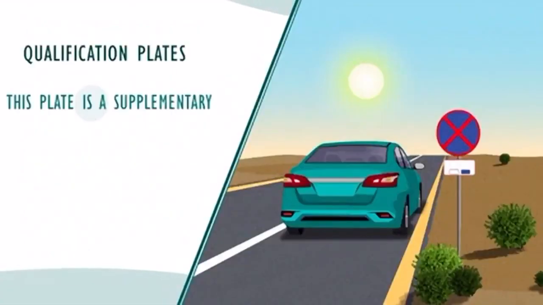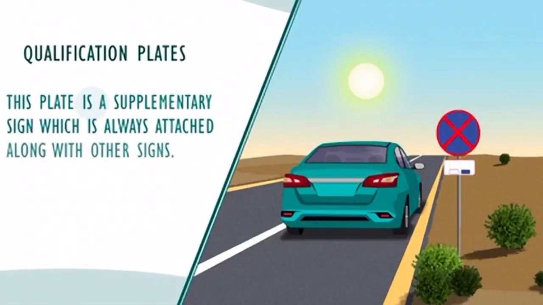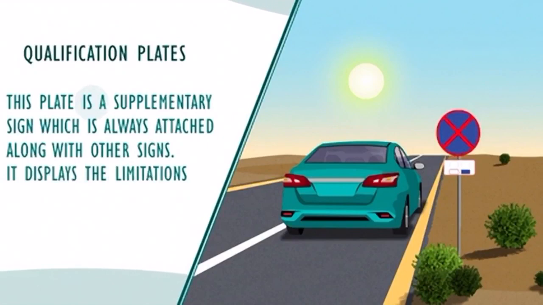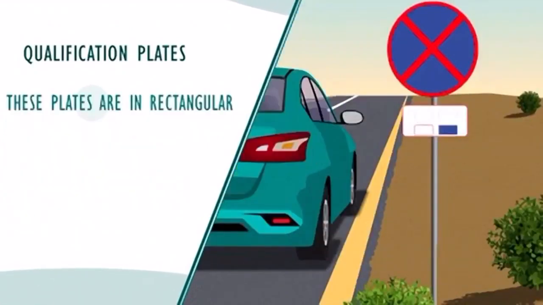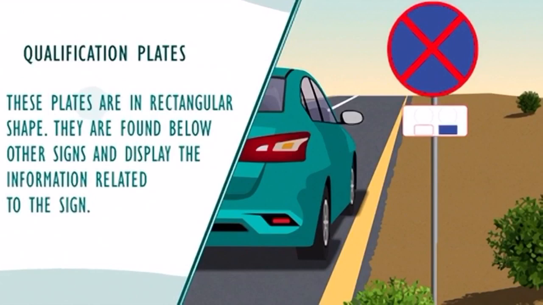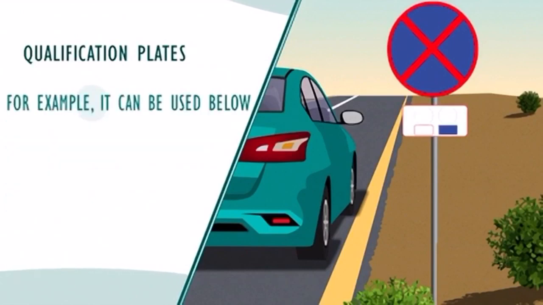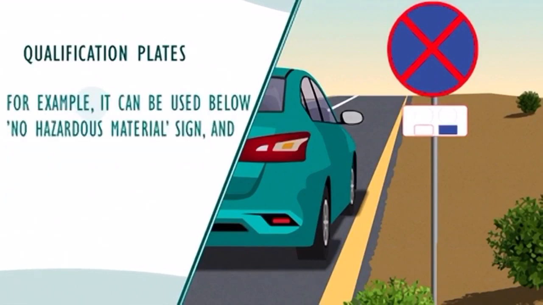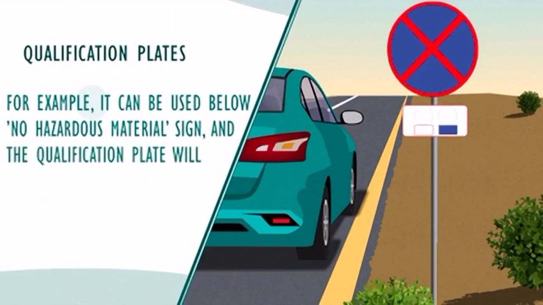This plate is a supplementary sign which is always attached along with other signs. It displays the limitations regarding the attached sign. These plates are in rectangular shape. They are found below other signs and display the information related to the sign. For example, it can be used below No Hazardous Materials sign, and the qualification plate will display the timings.